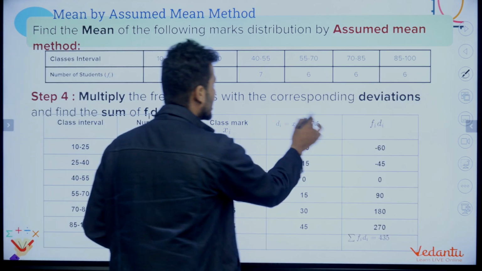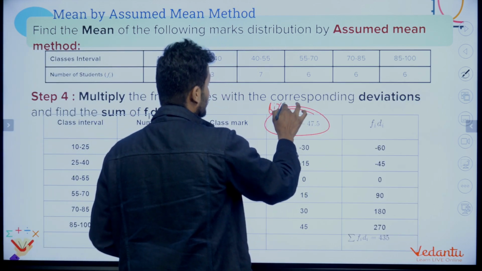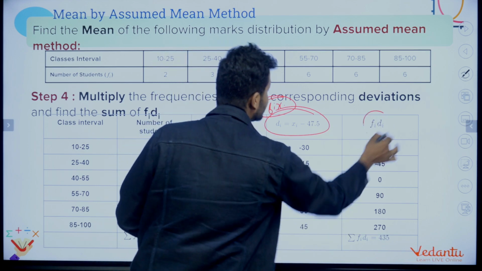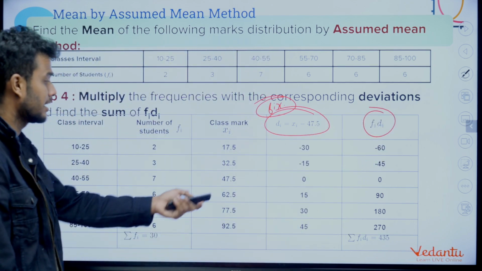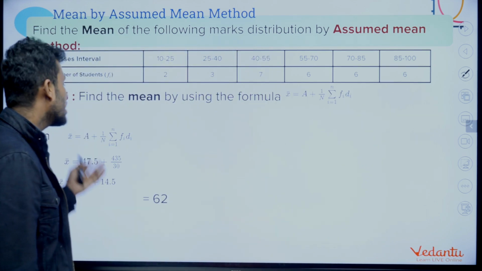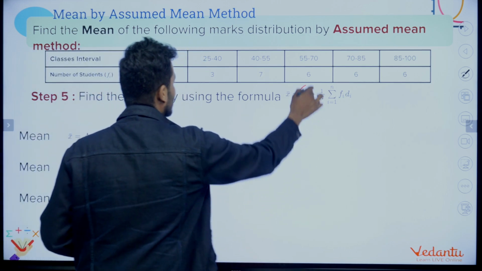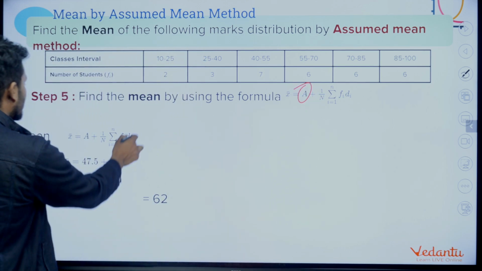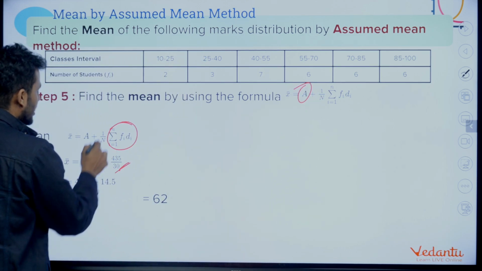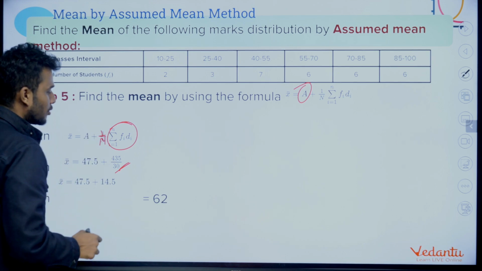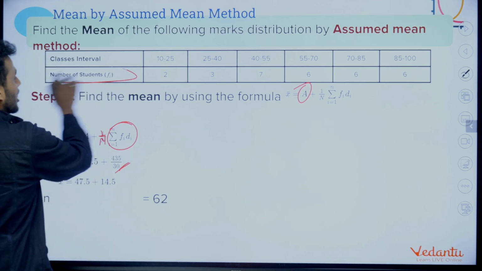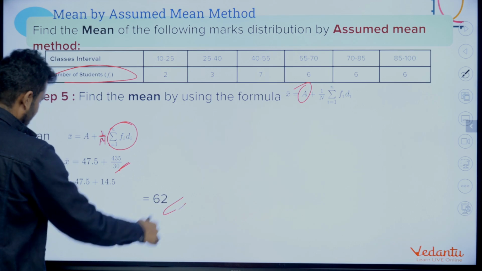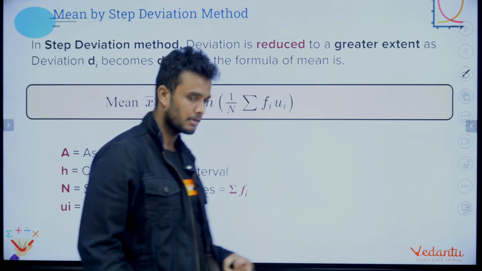Then do this. Very simple. Then fi into di. Here, don't confuse. Fi xi is not there. Instead of fi xi, fi di is there. This is the summation of fi di. By using the formula, you substitute. A, what is the A value? 47.5, right? And summation of fi di is 435, 1 by n. 1 by n is nothing but 1 by 430. Summation of fi is called n, right? Then the final value is 62. This is the shortcut method.